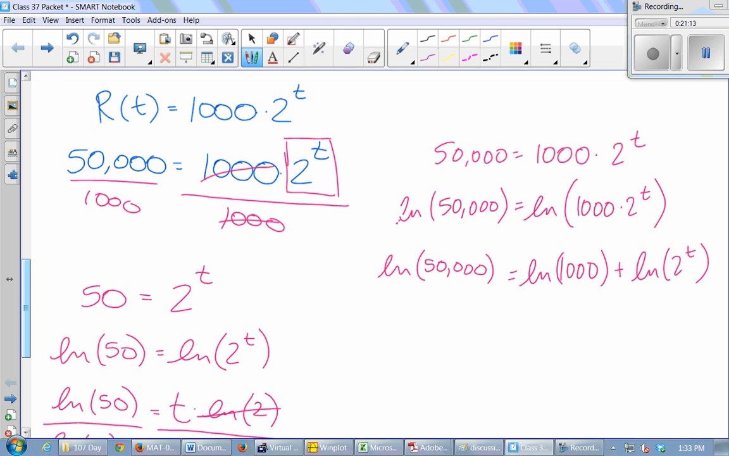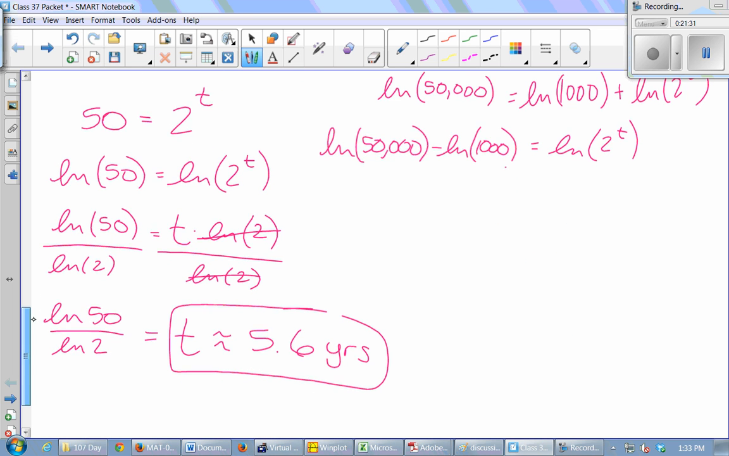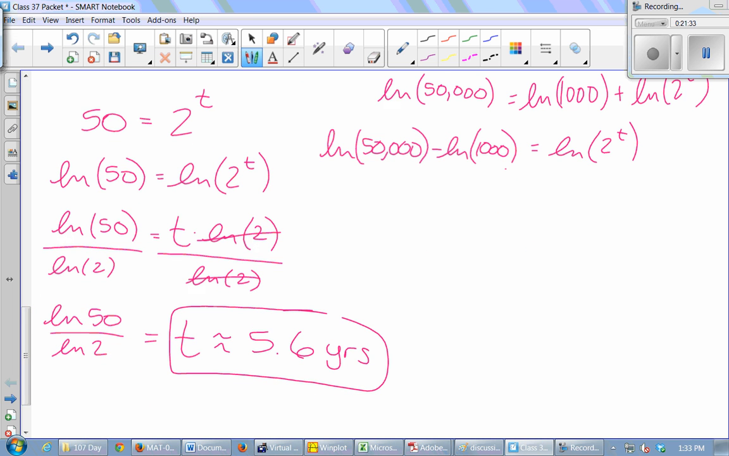Right, and then I can move the ln of 1,000 over. So I'd have the ln of 50,000 minus the ln of 1,000 equals the ln of 2 to the t. Then I can bring the t down in front.